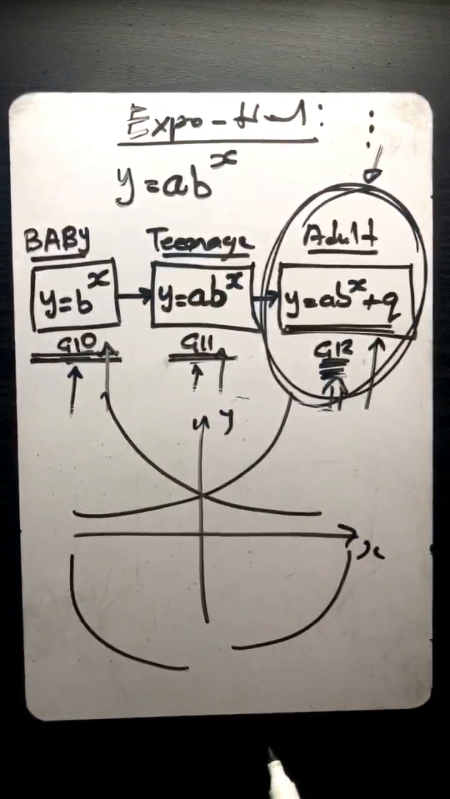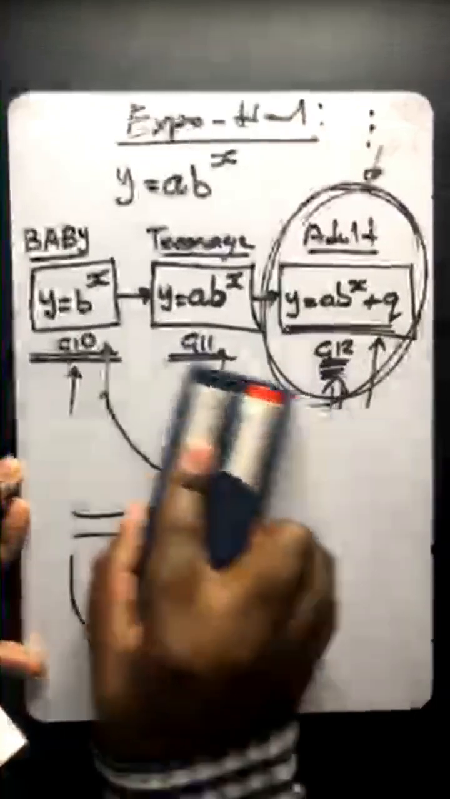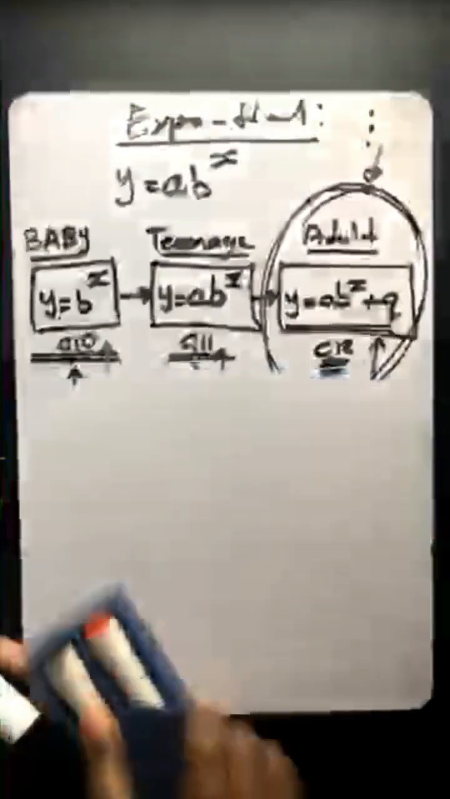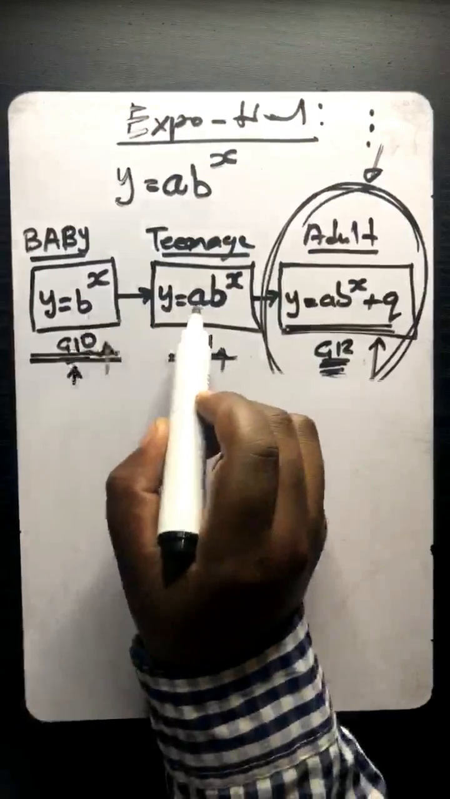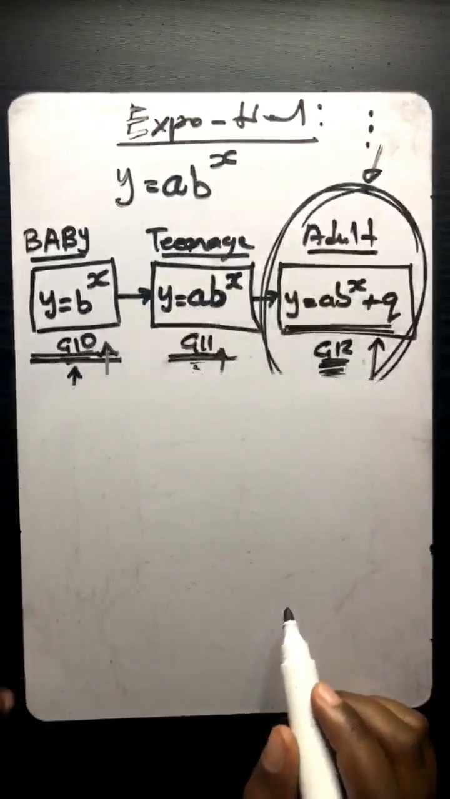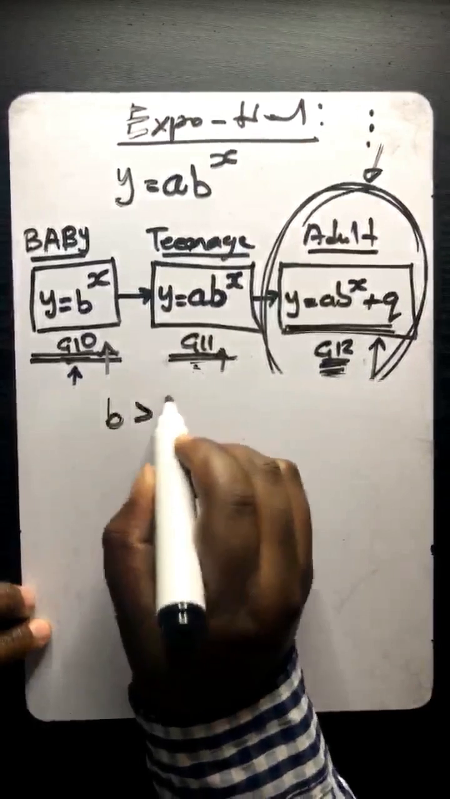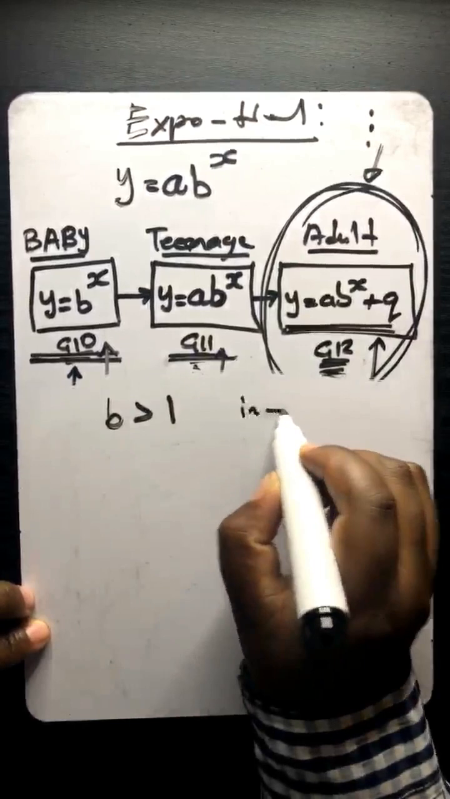So now, what is the impact of b? This is what they say. I'll just remove that so that you guys are aware of what is the impact of those letters. So what happens is they're saying if b is greater than 1, you have what we call an increasing function.